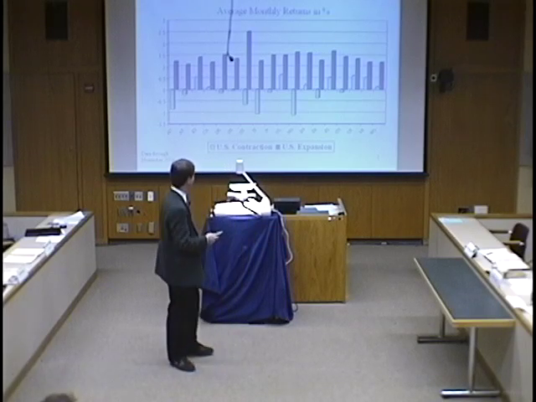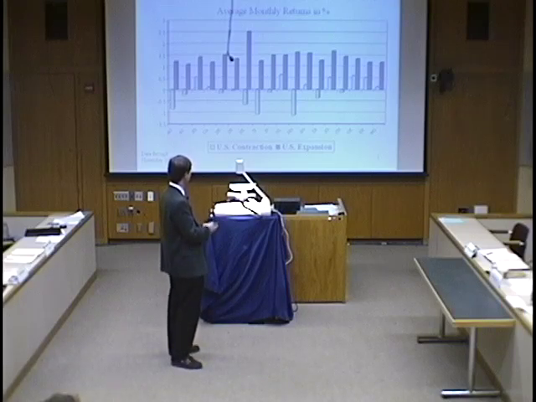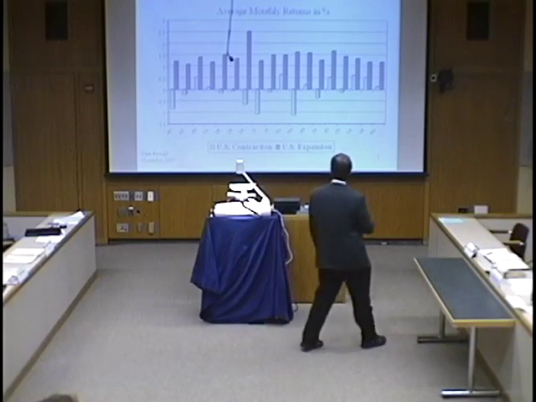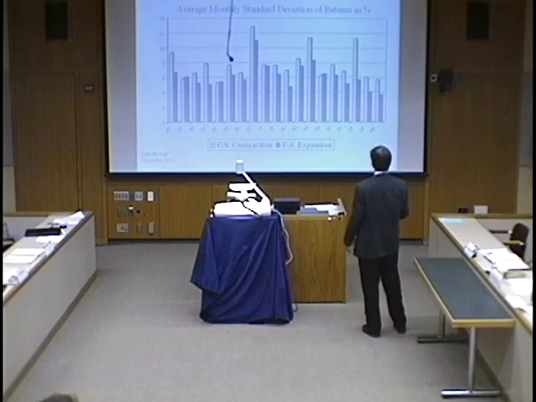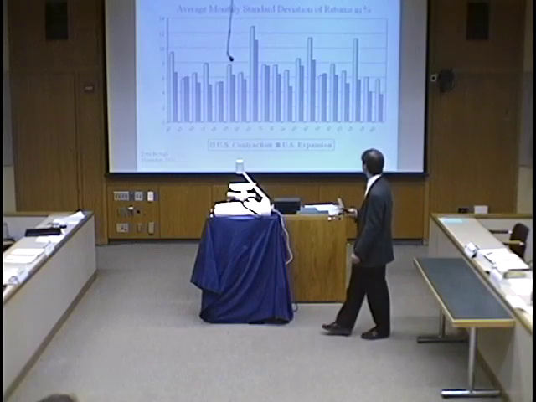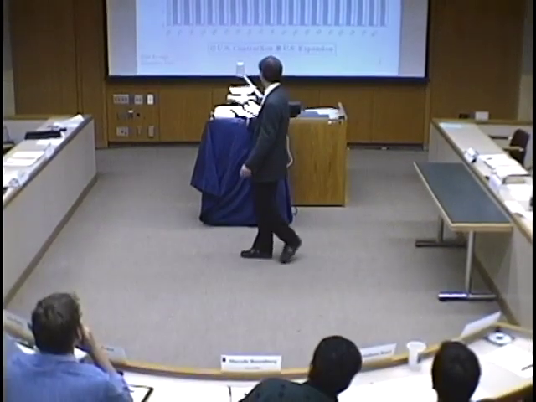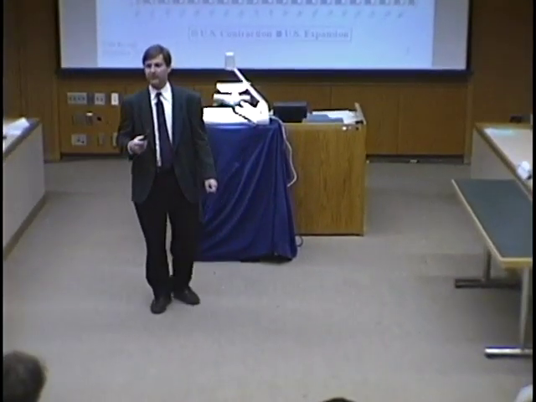Okay, so that's the expected returns. Well, let's look at volatility. I think volatility is next. Standard deviation. Again, in green are the recessions. In blue are the actual contractions.